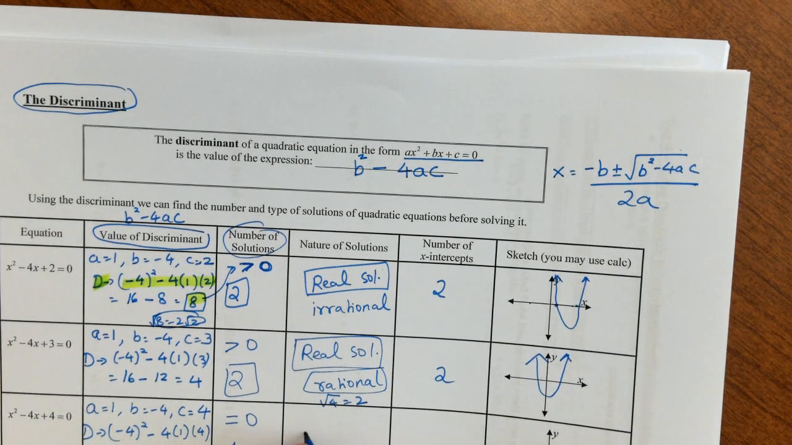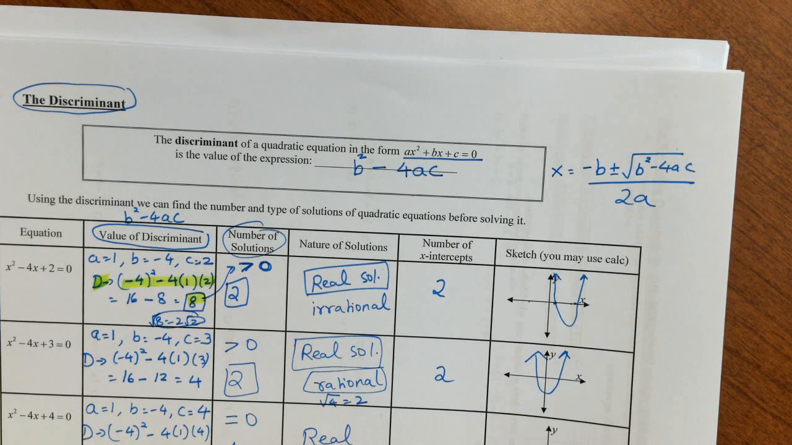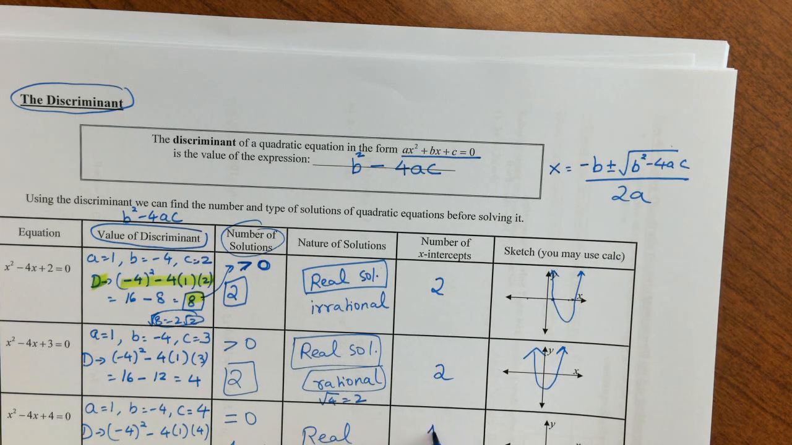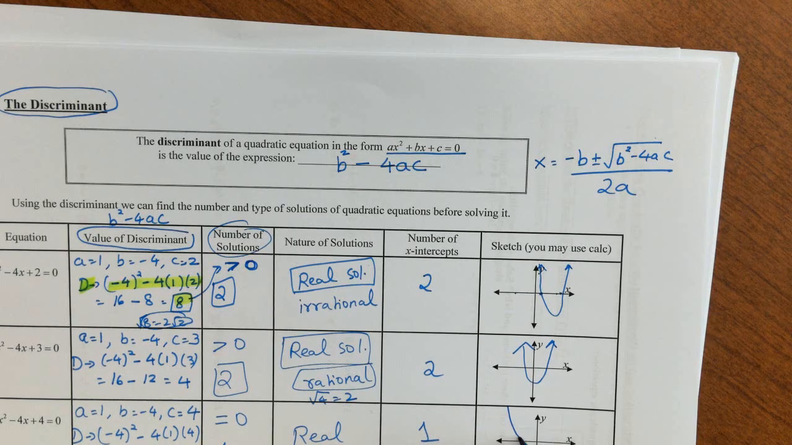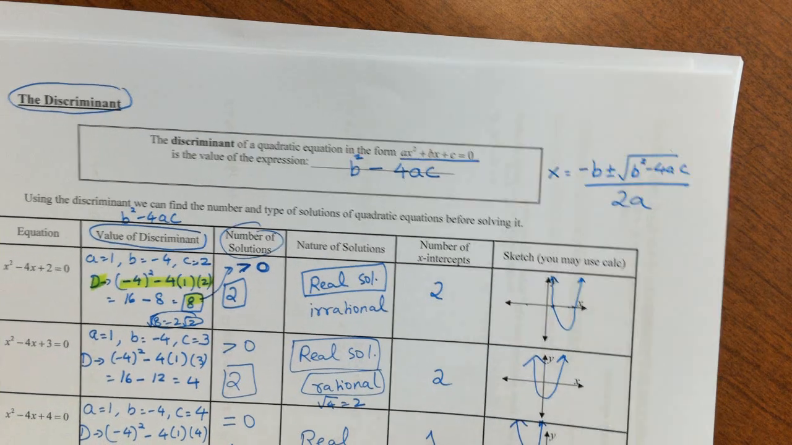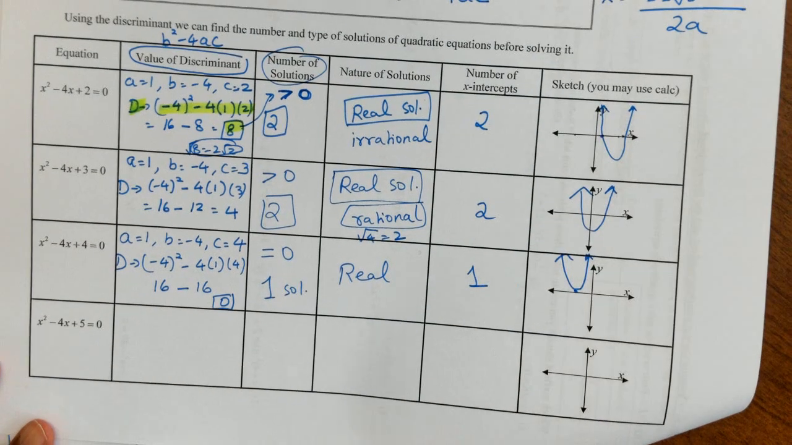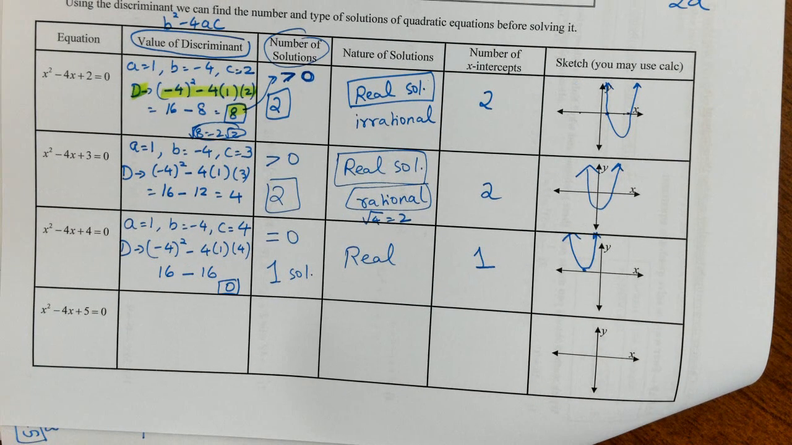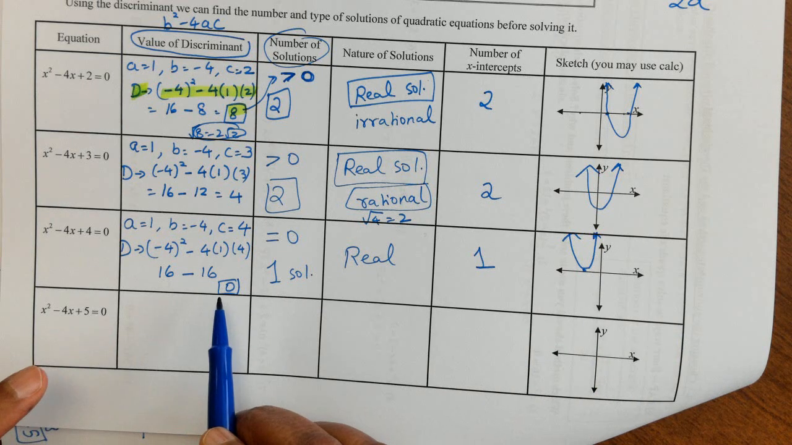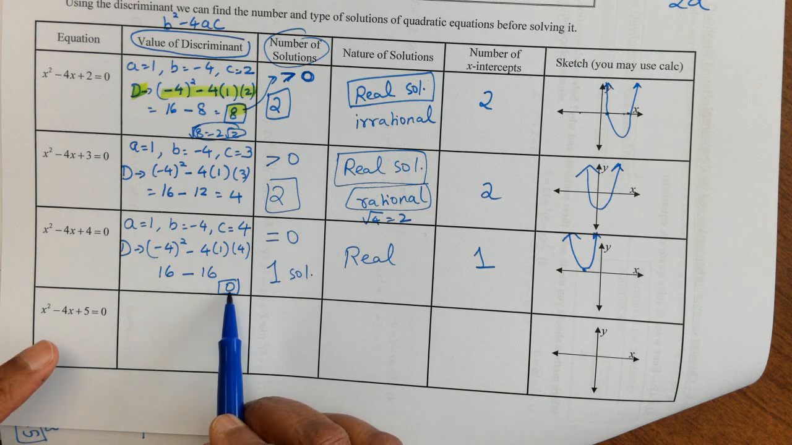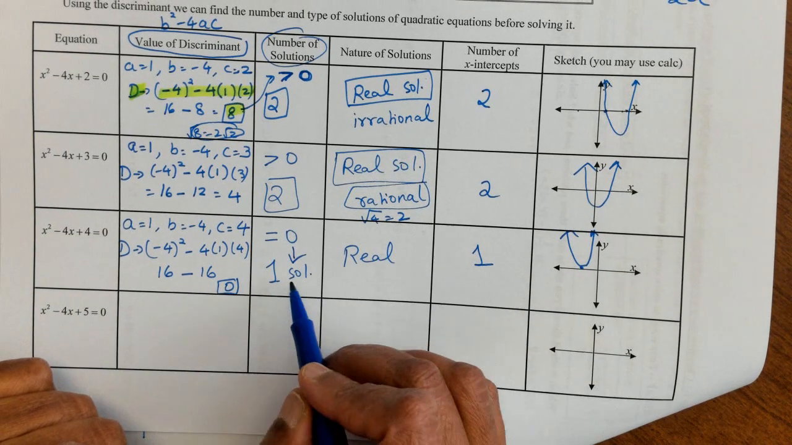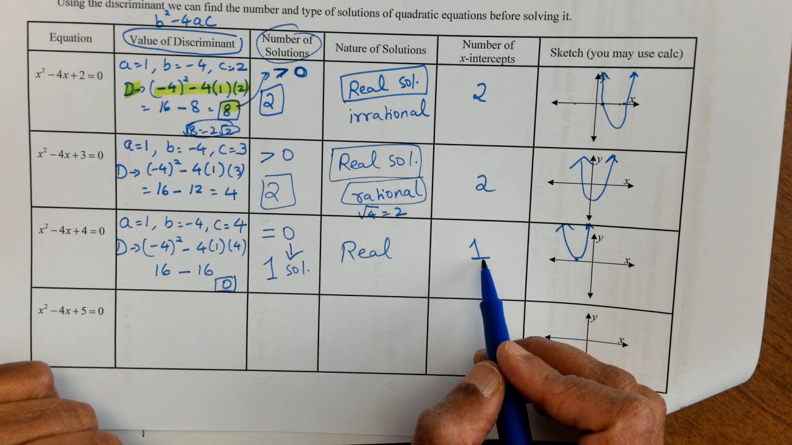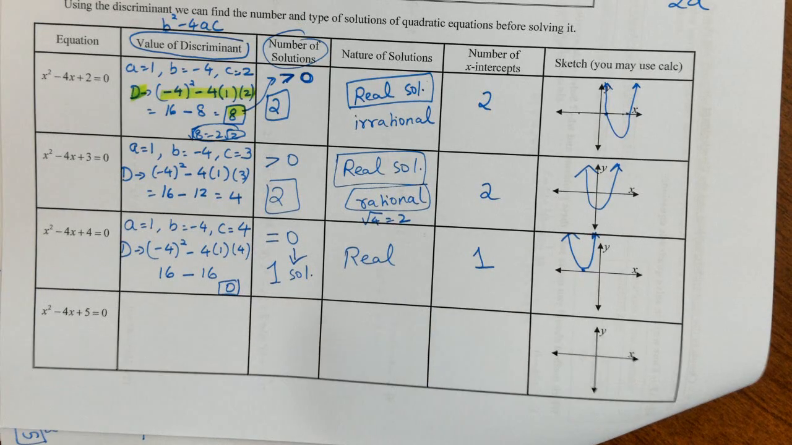So I have one real solution, which is basically 1, and the number of x-intercepts is 1, and so this is what is called the repeated solution. I don't know what my solution is. Right now I'm not trying to solve this, I just need to know what the solution is. So again, my discriminant value is 0. If the discriminant value is 0, I have one solution which is real, there's no i involved, so it's real. The number of x-intercepts is the same as the number of solutions, and this is what I get.